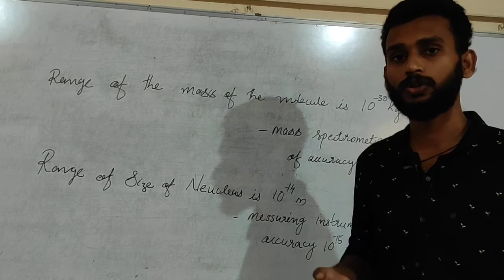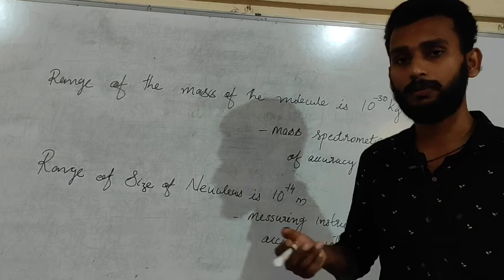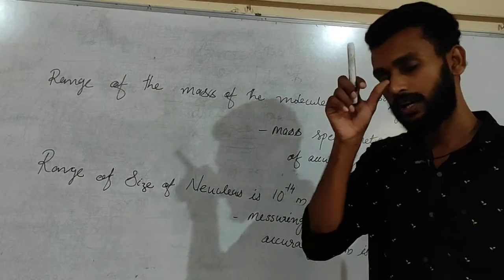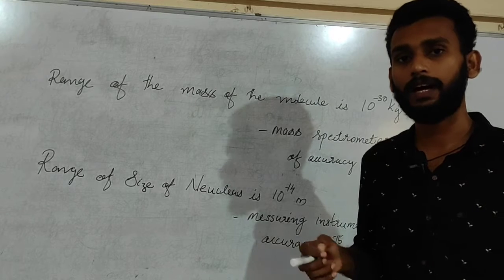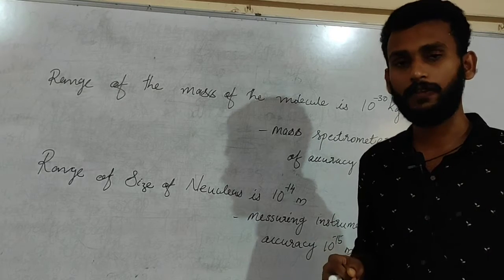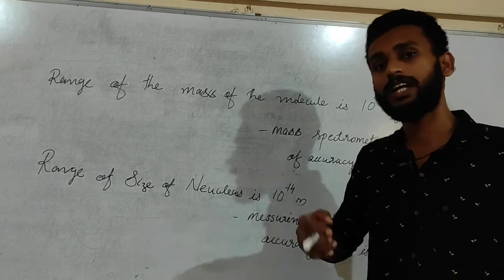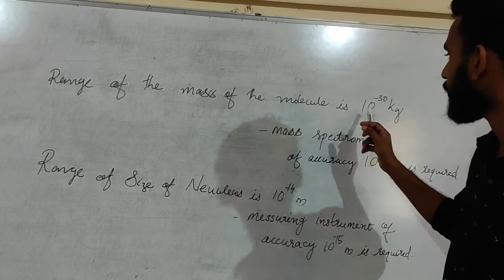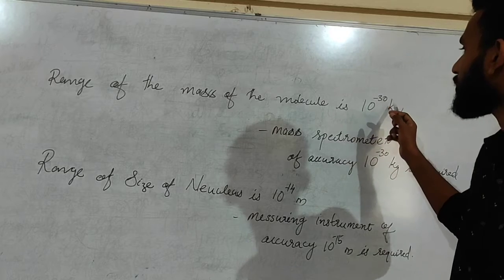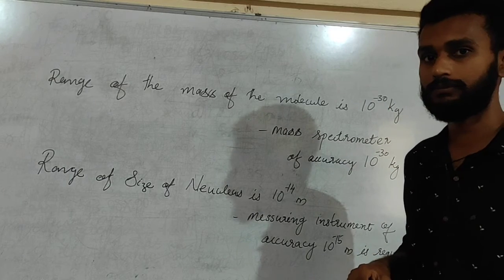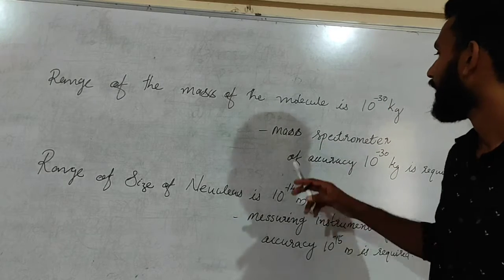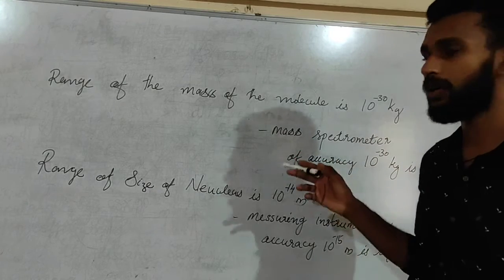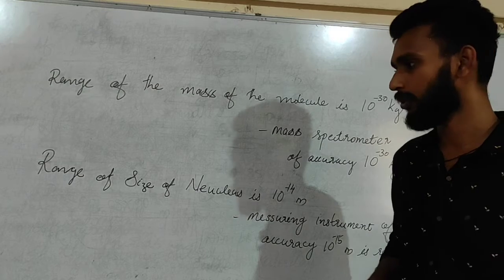For goldsmiths, suppose you are going to purchase gold, there the accuracy available in the weighing machine is near about 1 milligram. So with that also we cannot measure the mass of a molecule. Actually, the mass of the molecule is 10^-30 kilogram, and the accuracy should be near that value, then only can we measure the mass of the molecule.